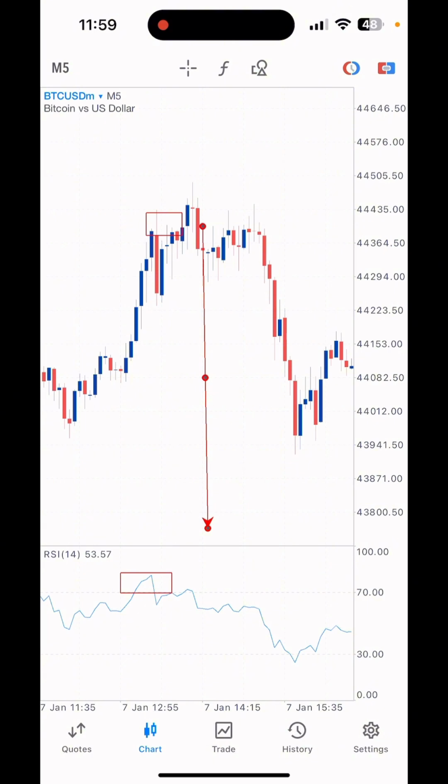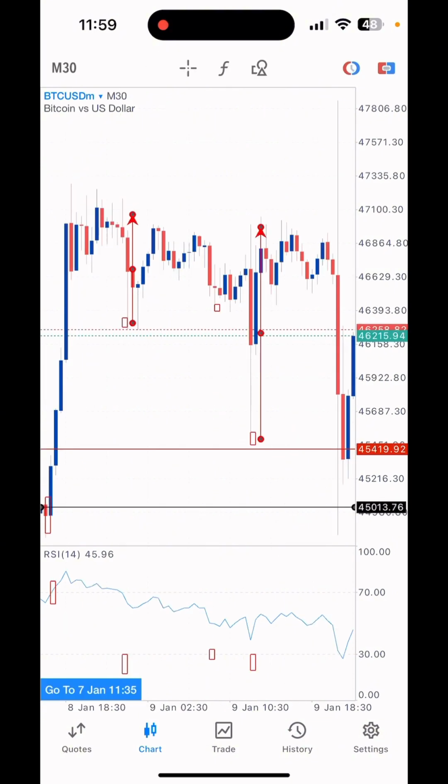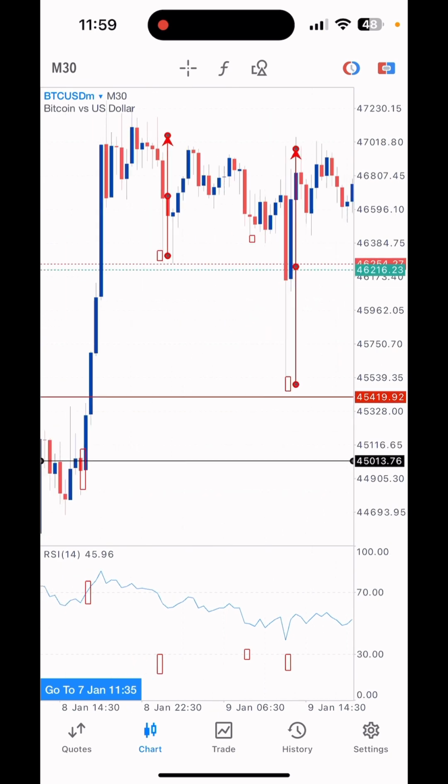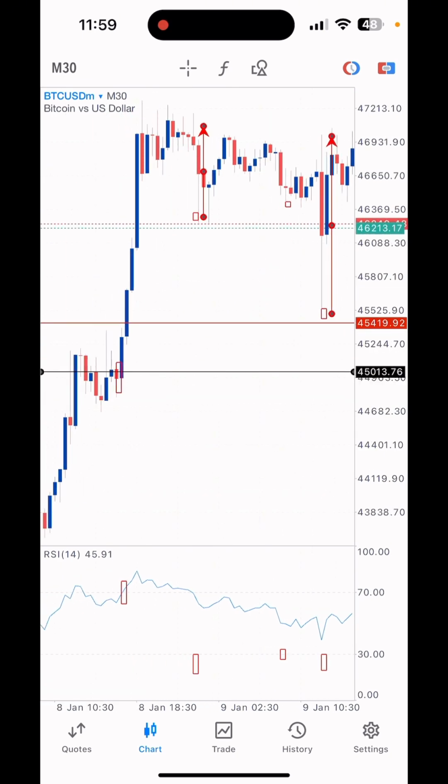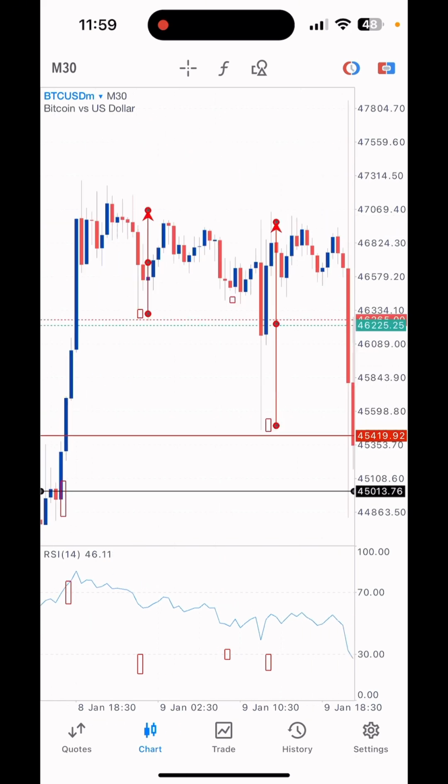All right. So this is just a simple illustration of how the RSI works. Once your candlestick is above 70, you sell. If it's below 30, you buy. Do you understand? And if you want more accuracy, you need to go on a higher time frame. It works like that on all strategies and all indicators.